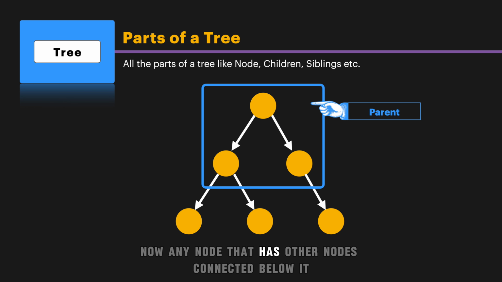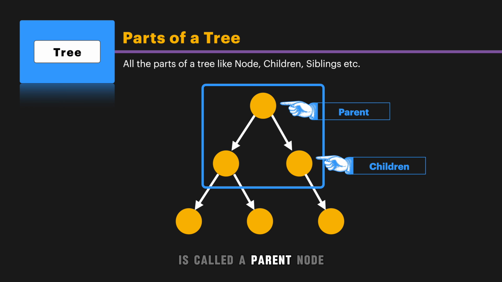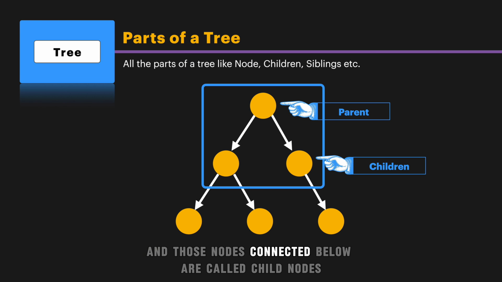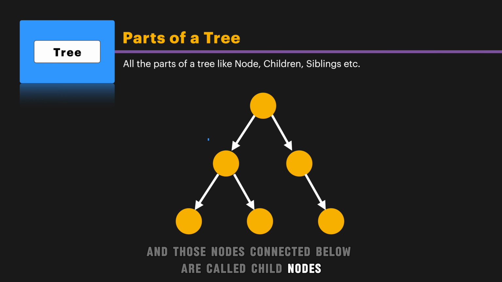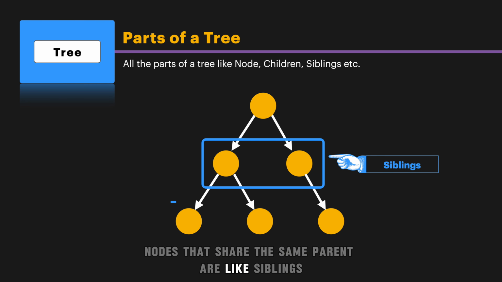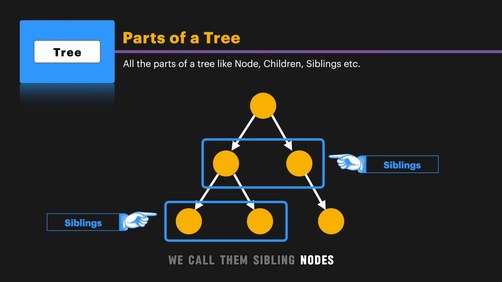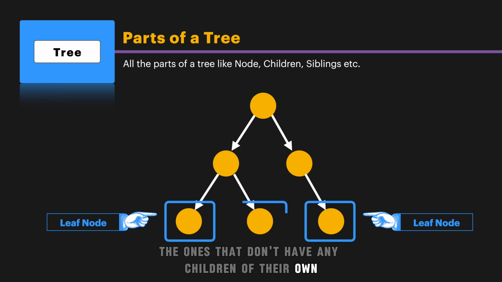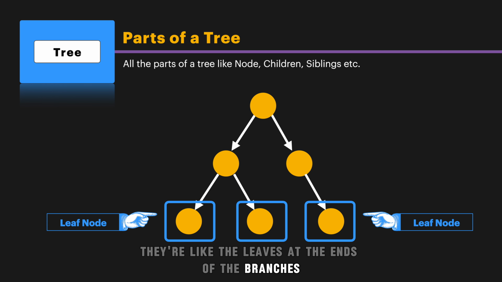Now, any node that has other nodes connected below it is called a parent node. It's like a parent with one or more children. And those nodes connected below are called child nodes. Nodes that share the same parent are like siblings, we call them sibling nodes. Then we have leaf nodes. These are the nodes at the very bottom of the tree, the ones that don't have any children of their own. They're like the leaves at the ends of the branches.